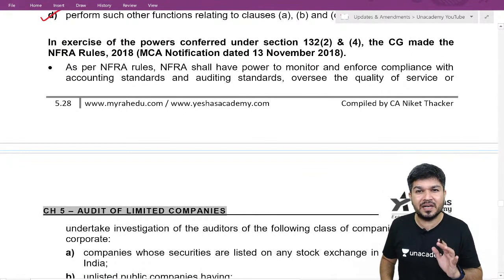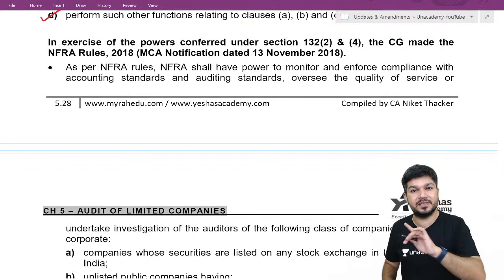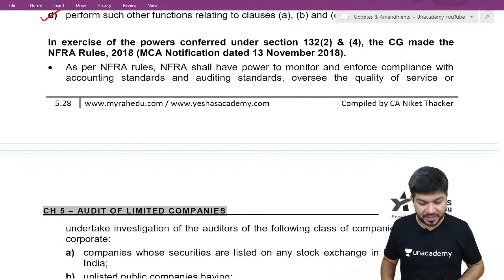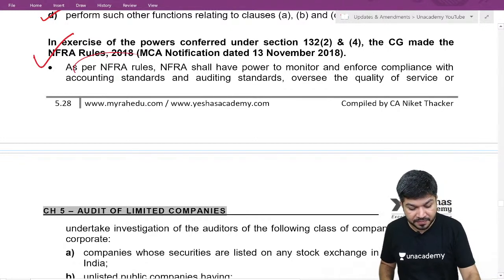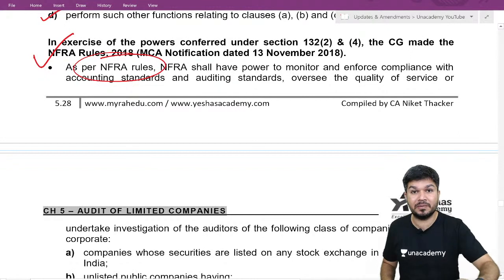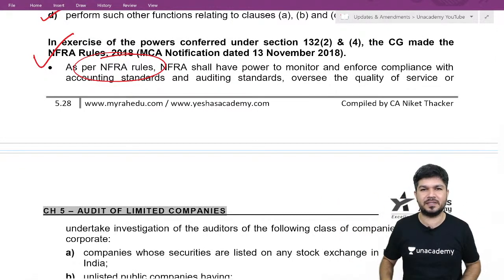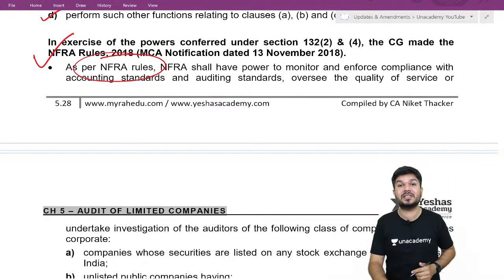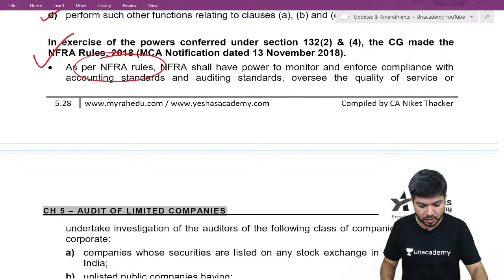Now, whether NAFRA rules are applicable to all companies, the answer is no. This is a new thing. As per the NAFRA rules, whatever the powers or role of NAFRA are, that's not for all entities. It's only for a few. Kiske liye? So NAFRA rules apply to whom? This is important.